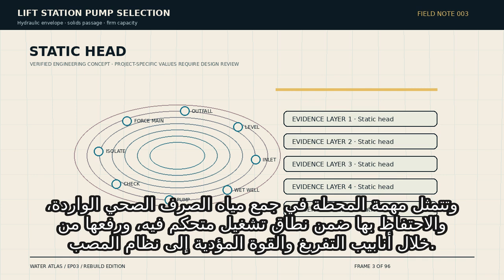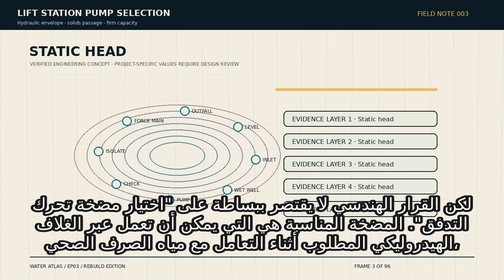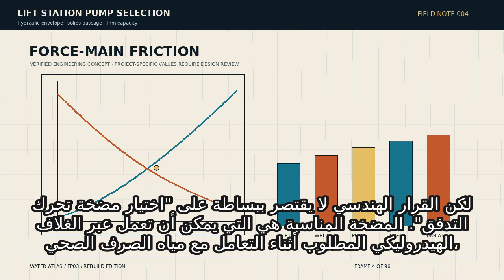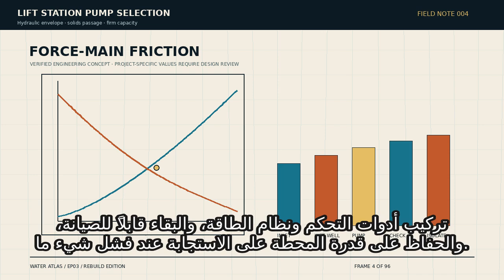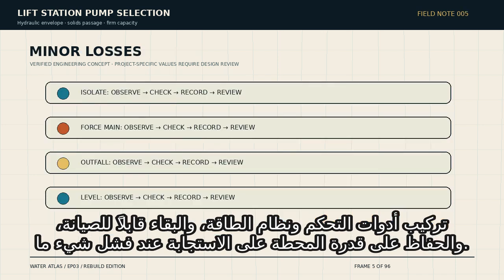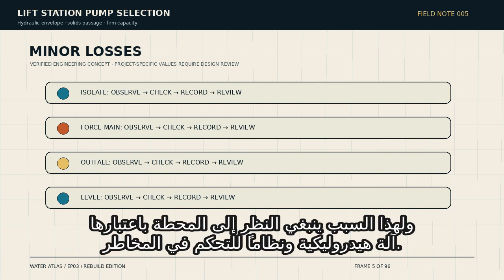But the engineering decision is not simply choose a pump that moves the flow. The right pump is the one that can perform across the required hydraulic envelope while handling the wastewater, fitting the controls and power system, remaining maintainable, and preserving the station's ability to respond when something fails. That is why the station should be viewed as both a hydraulic machine and a risk control system.